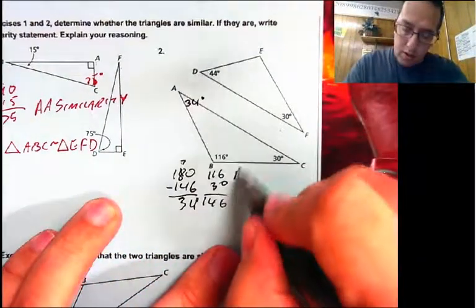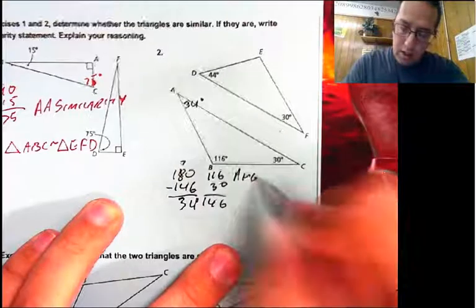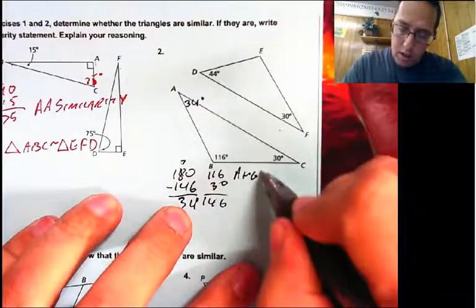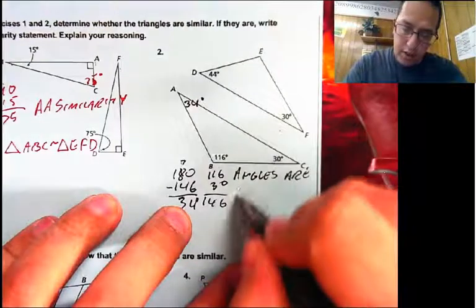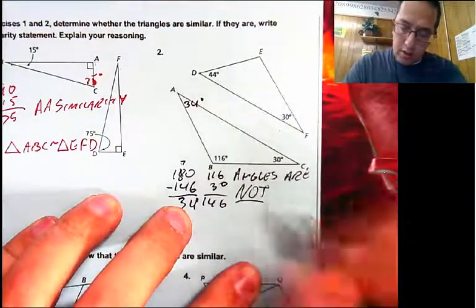So I'm going to write here that angles are not congruent.